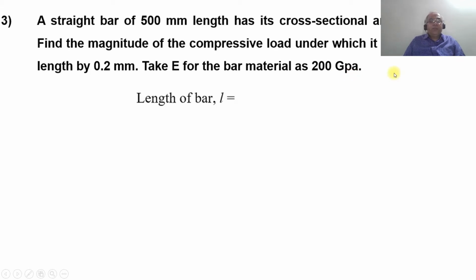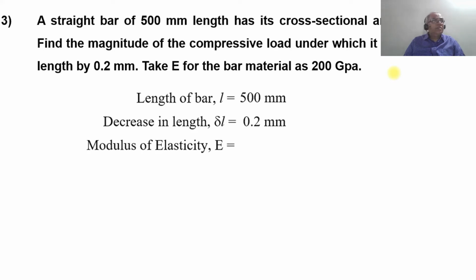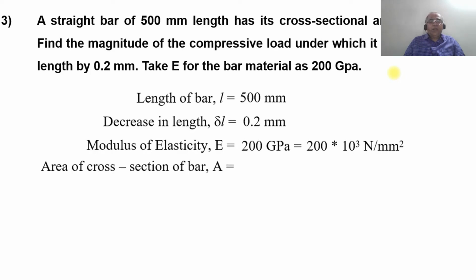So first, the length of the bar, which is 500 mm, you take it as 500. The decrease in length, delta L, is 0.2 mm. And then the modulus of elasticity is 200 GPa, which is 200 into 10 to the power of 3 Newton per mm square. Then we have the area of cross-section of the bar, A, which will be equal to 500 mm square.